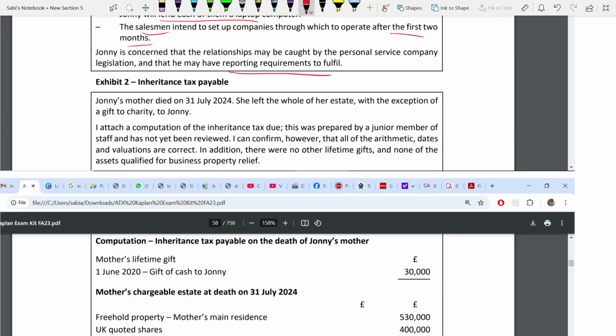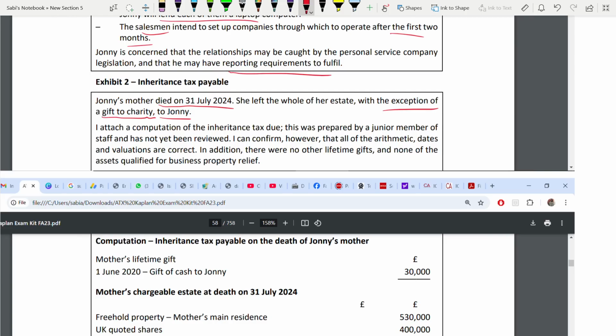Johnny's mother died on 31st July 24. Whole of the estate she has left. With one exception, a gift to charity, everything is left to Johnny, the whole of the estate. A computation has been attached, where inheritance tax is calculated.